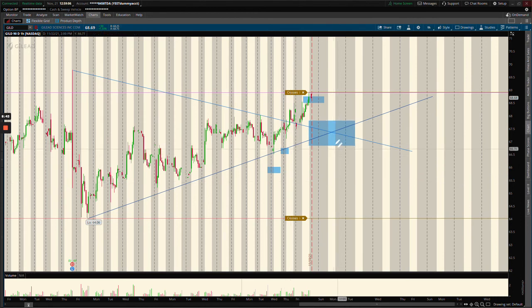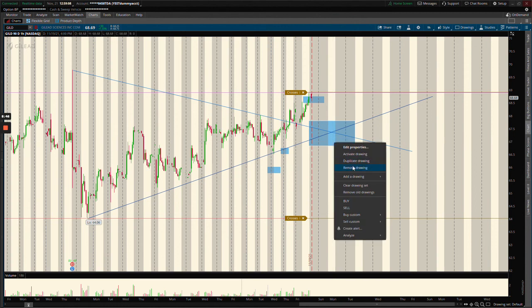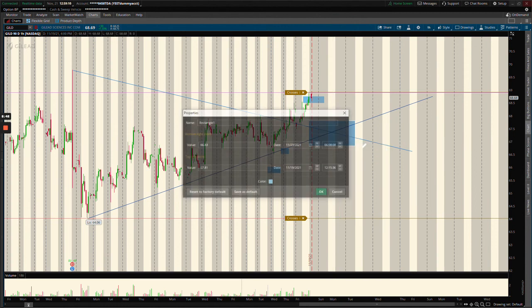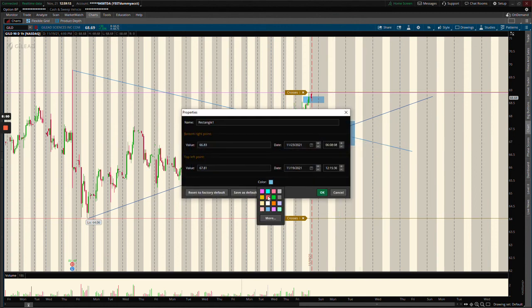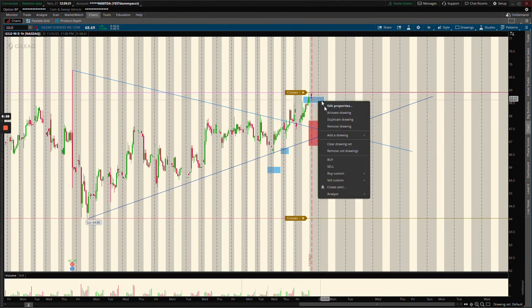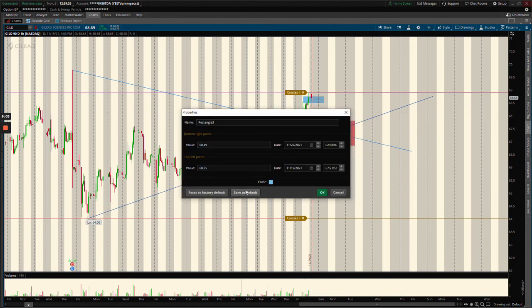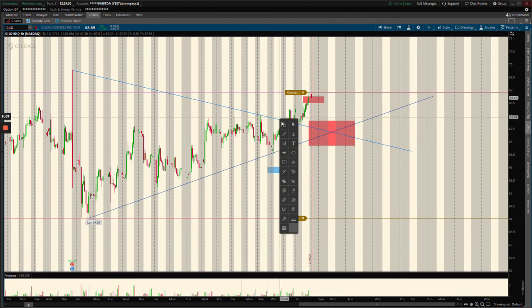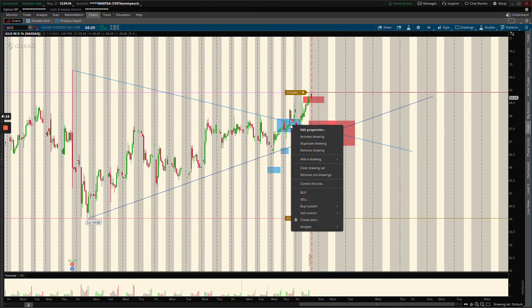downside. So again, just to review that, I'm going to change the colors of them as I go so you can see. First thing in a triangle we're looking for is where the points meet. Second thing we're looking for is a breakout. Third thing we're looking for is a retest of that level.